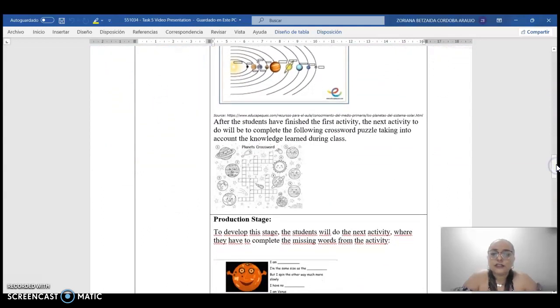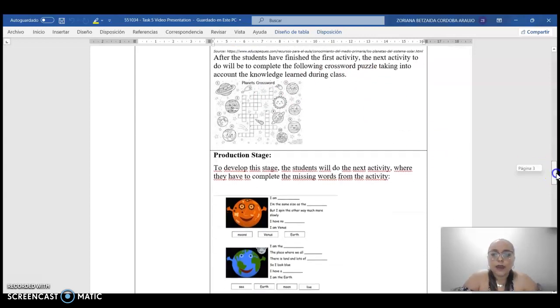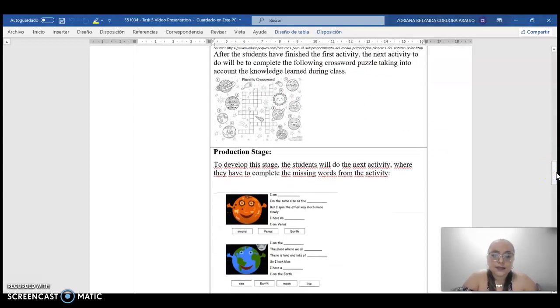After the students finish that activity, the next activity is to complete the following crossword puzzle, taking into account the knowledge that students learned during the class. That is the most important. In that way, we can see that the students get enough knowledge about the topic, right?